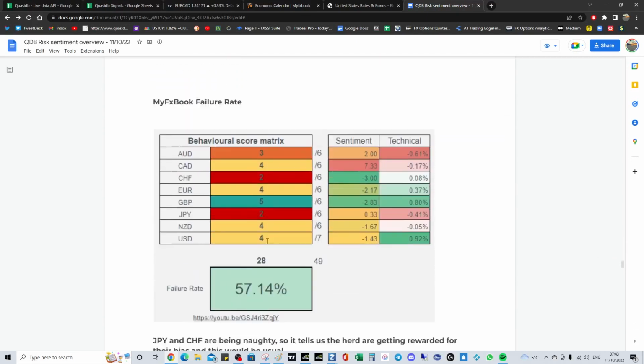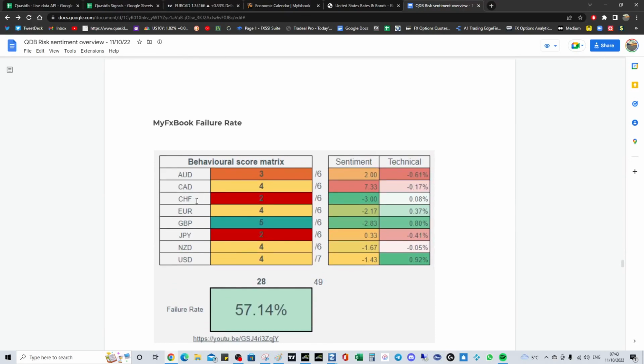Failure rate is 57%. So we know that we should see a reversal on Swiss. We should see a reversal on yen. And they're the safe havens. So they shorted it. And so price should be up a bit more. And likewise with the yen, they went long. So price should be falling. But probably they need to buy a little bit more because it's only a small little shift there. So yeah, that's the logic there.